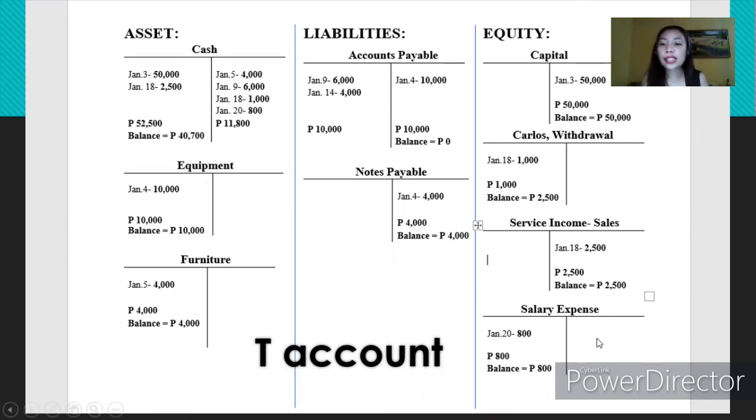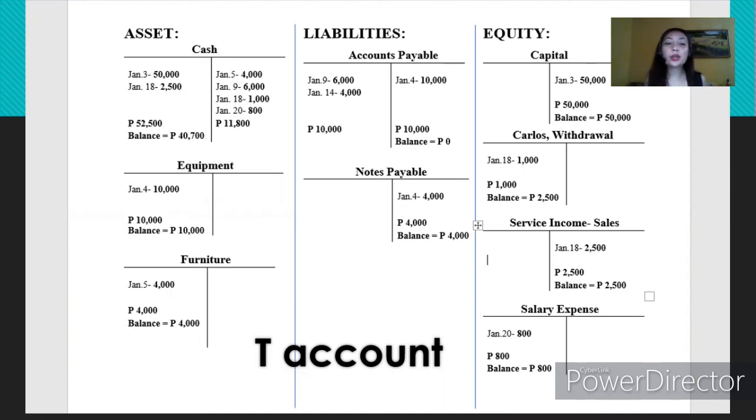Next, for the service income, we consider sales, and we only have sales on January 18. So the balance of it will be on the credit side and it's worth 2,500. Last, for the salary expense. Remember guys that the normal balance of salary expense is always on the debit corner. We have only one transaction for the salary expense and that was January 20 worth 800 pesos. So the balance of the salary expense will be 800 pesos.